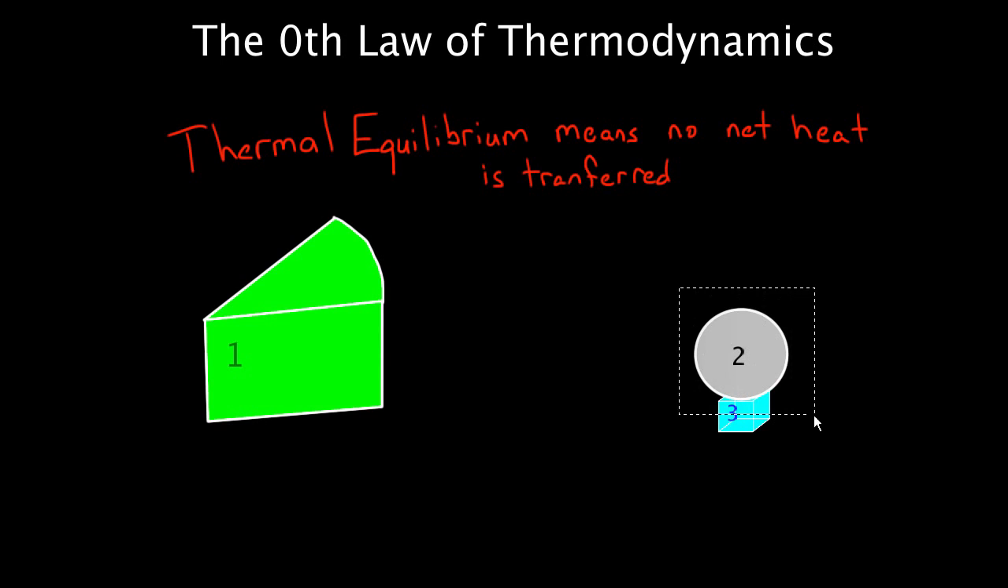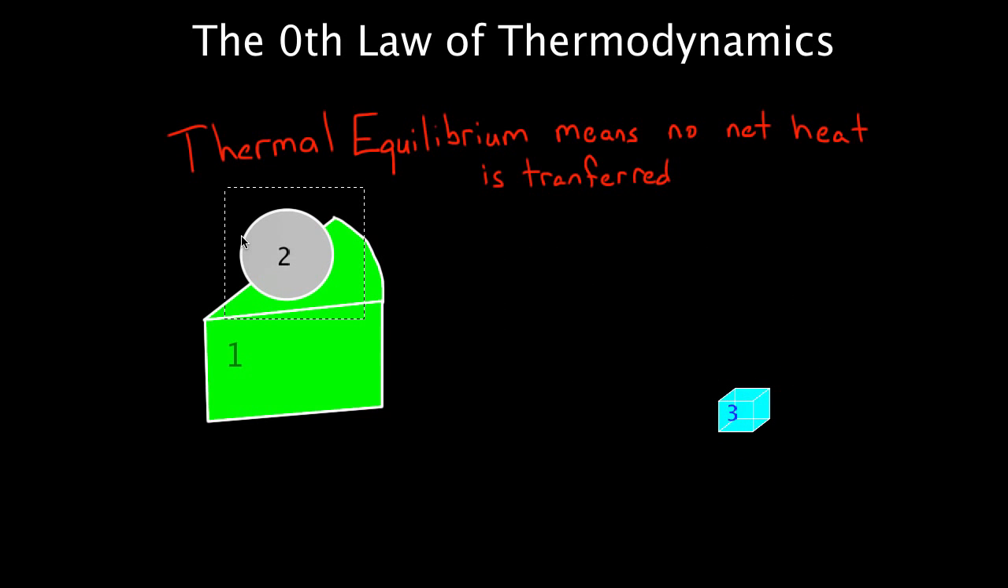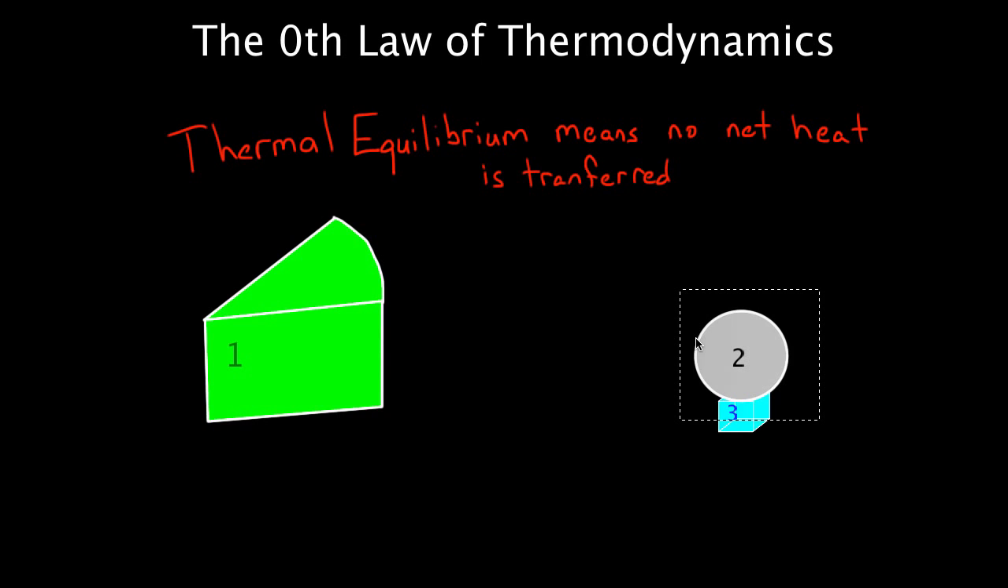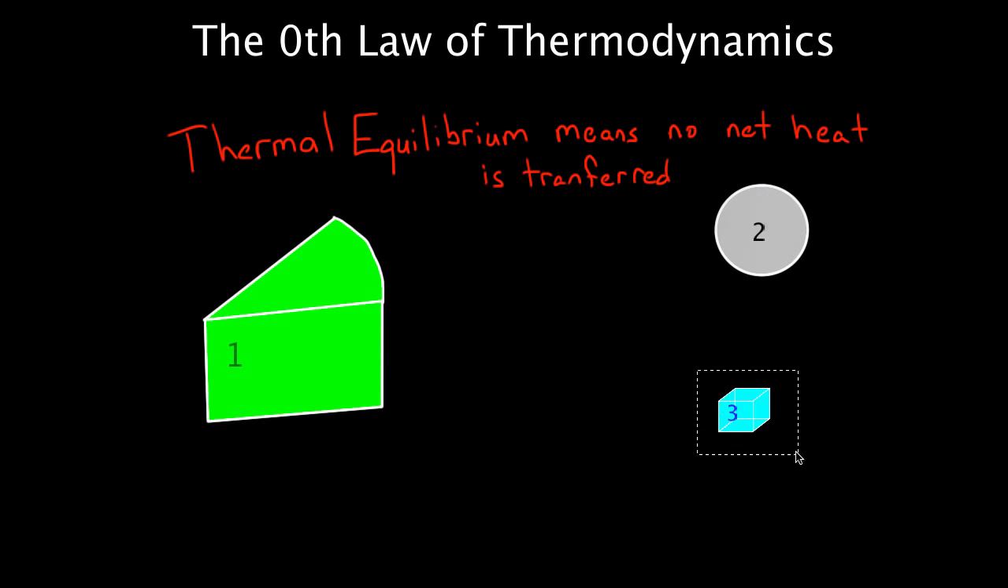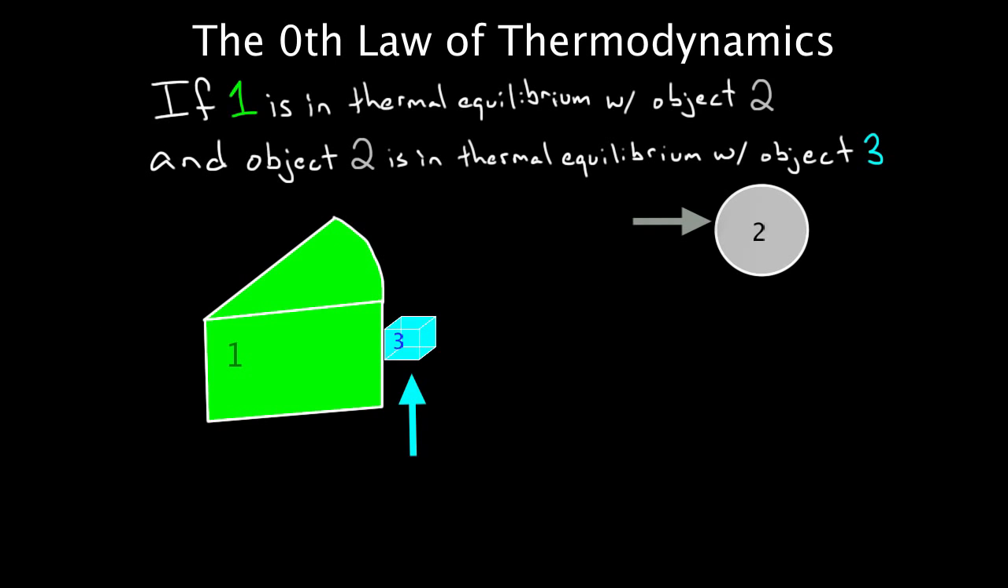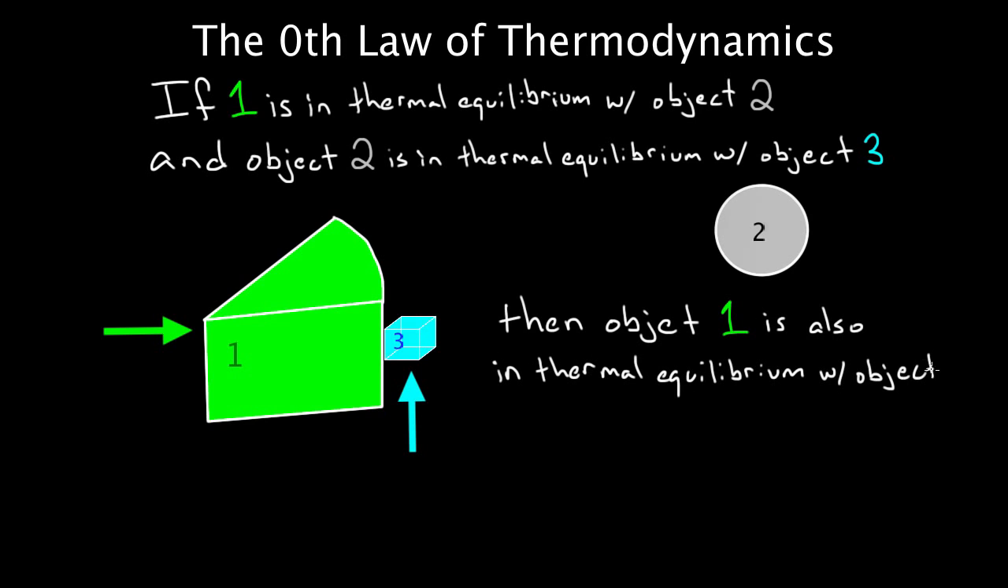That begs a question. You say to yourself, wait, so 2 is in thermal equilibrium with 1, no heat transferred. 2 is in thermal equilibrium with 3, no heat transferred. What if I put 3 in contact with 1? Will there be any heat transferred? That's the crux. That's the question that the Zeroth Law of Thermodynamics addresses, and the answer is no. No heat's going to get transferred here either. So the Zeroth Law says that if object 1 is in thermal equilibrium with object 2, and object 2 is in thermal equilibrium with object 3, then object 1 is also in thermal equilibrium with object 3.